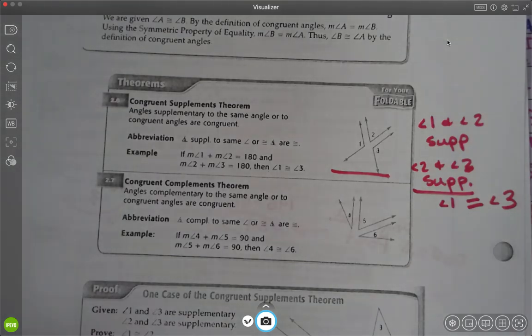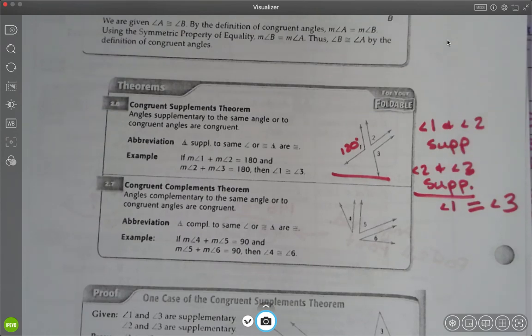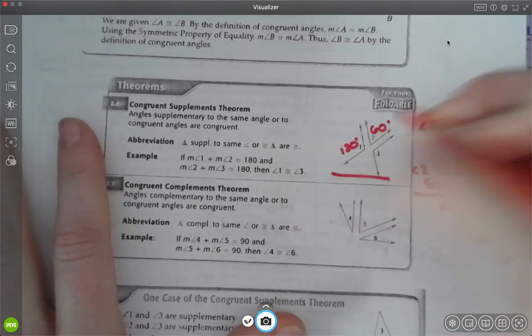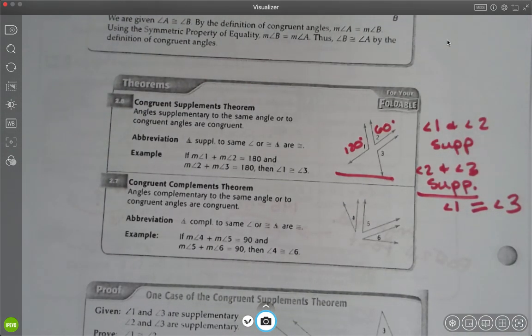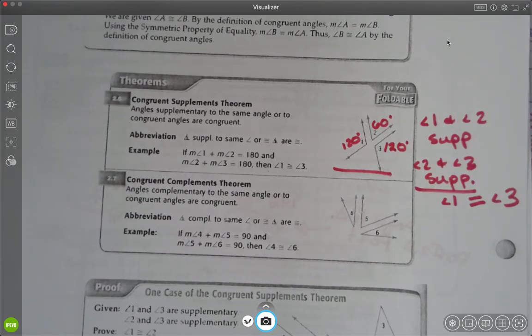So let's say angle 1 is 120. What's angle 2? 60, because they add up to be 180. If angle 1 is 120, angle 2 has to be 60. But then 2 and 3 are supplementary, so what does 3 have to be? 120 again. Is that consistent with 1 and 3 being the same? You betcha. That is 120 as well. Okay, so I'm going to write that over here.